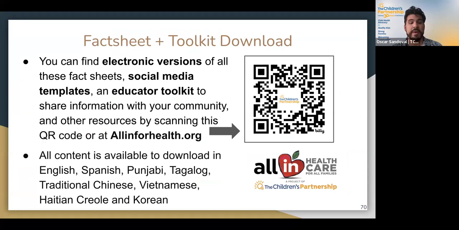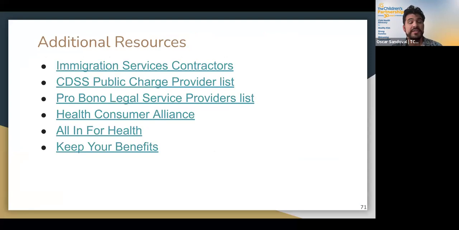All of our content is in English, Spanish, Punjabi, Tagalog, traditional Chinese, Vietnamese, Haitian Creole, and Korean. And click us forward, please. Some additional resources, which you will get in the follow-up email: we have information about contractors that provide immigration services, the list the county and California provided of different public charge providers, a list of pro bono legal services, information regarding the Health Consumer Alliance, which can help with advocacy and filing complaints, the All In for Health website that I mentioned, as well as keepyourbenefits.com, which is a great resource for immigrant families and information regarding what public programs are available to them.